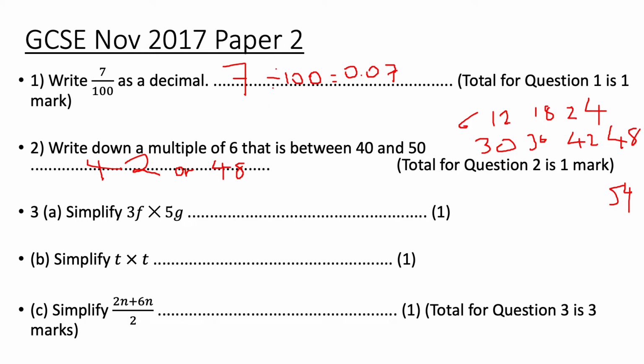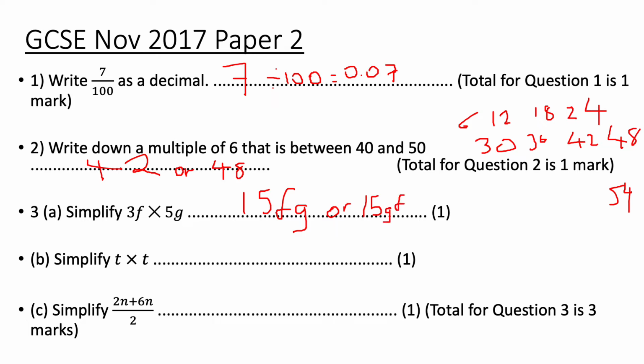Question 3a, simplify 3f times 5g. Well, 3 times 5 is 15. F times g can be written as fg or gf. Okay, or 15gf. Doesn't really matter which way around you put it.